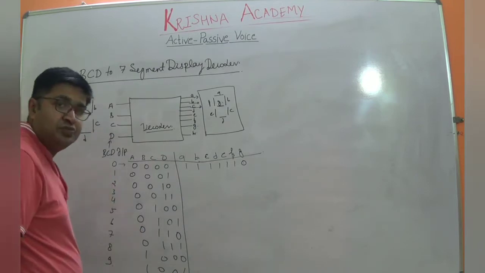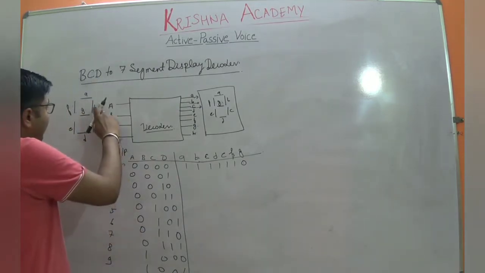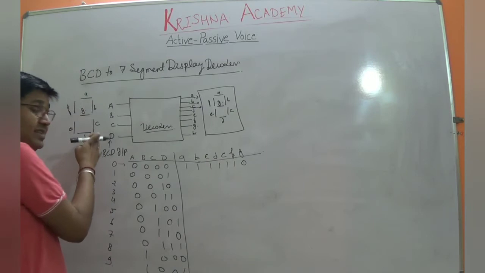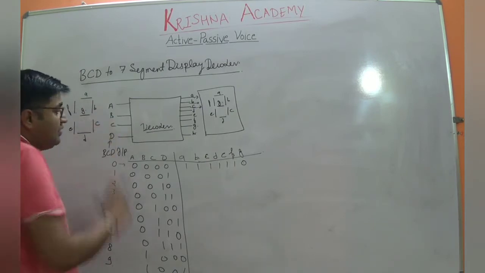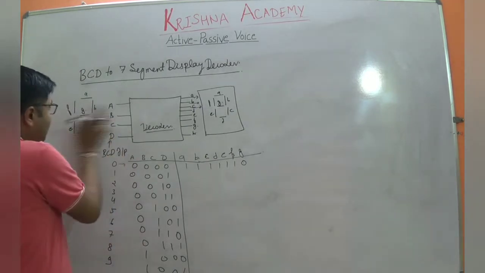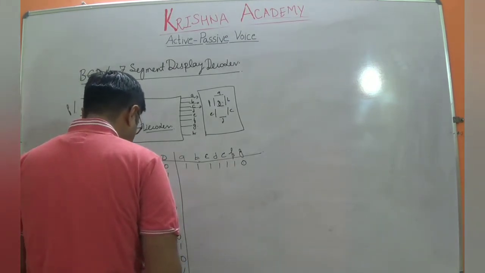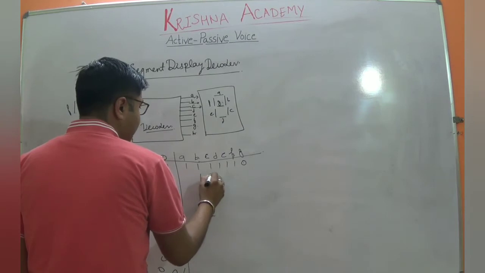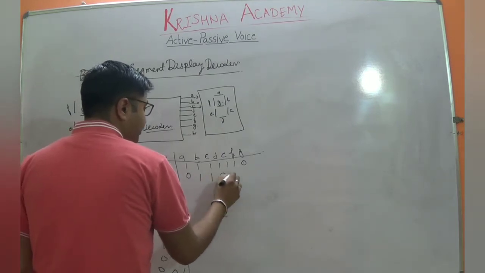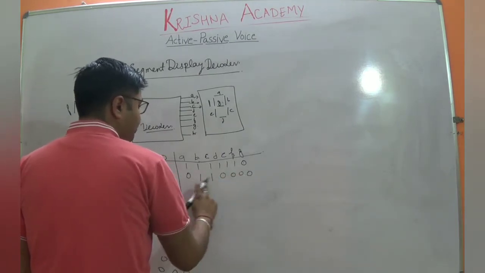G will become 0. To show 1, we need only this part. So B and C will be on logical high, others will be on logical 0. That is how you are going to make it.